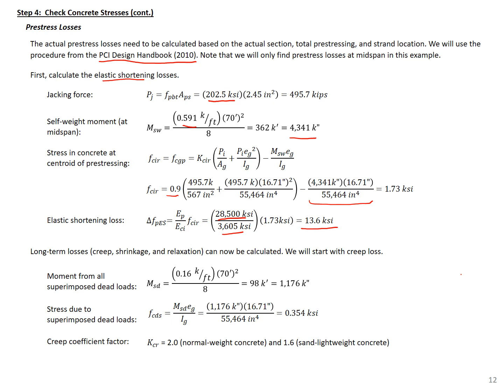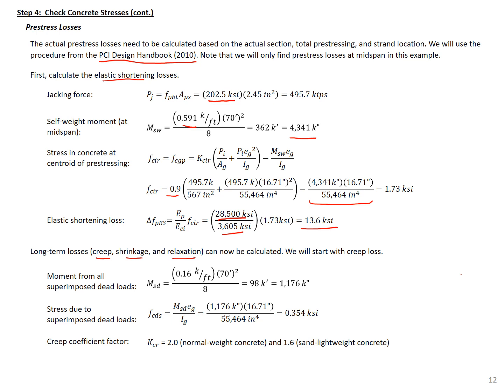Next, our elastic shortening is a short-term loss. It happens immediately at the time of transfer. There are also 3 different types of long-term losses that happen. So we have creep, we have shrinkage, and we have strand relaxation. So we're going to calculate one loss term for each of these 3 components.